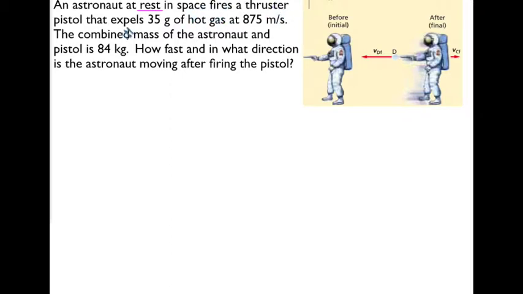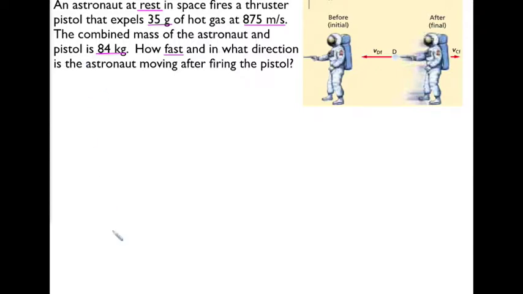In space, the astronaut fires a thruster pistol that expels 35 grams of hot gas at 875 meters per second. The combined mass of the astronaut and the pistol is 84 kilograms. How fast and in what direction is the astronaut moving after firing the pistol?